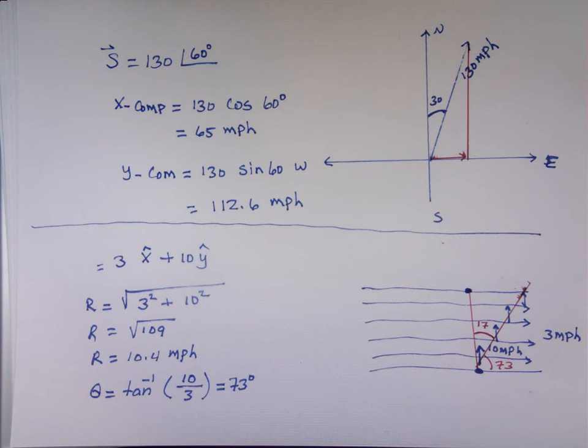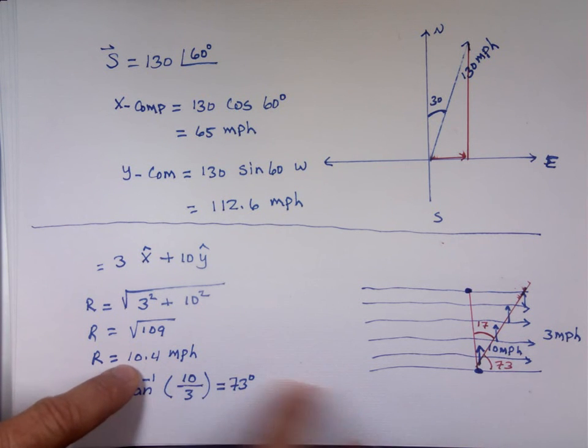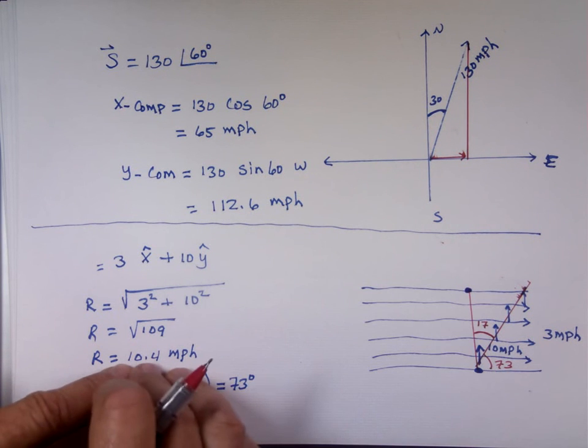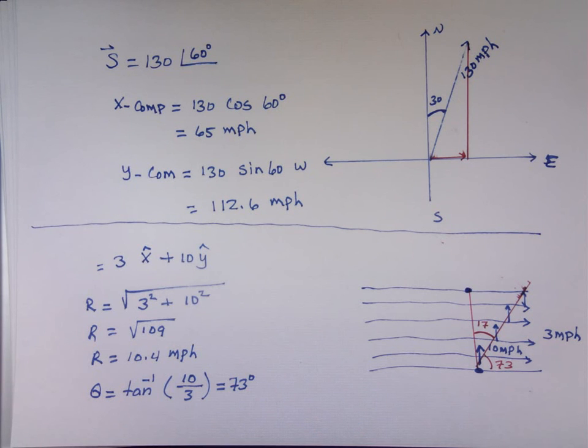Notice here we picked up speed because we have tailwind with us. If we go backward, we're going to have headwind. We're going slower. It's going to take us longer. That's why your trip from Springfield to Orlando might take 3 hours to go. On the way back might take you 3.5 hours because of tailwind, headwind.